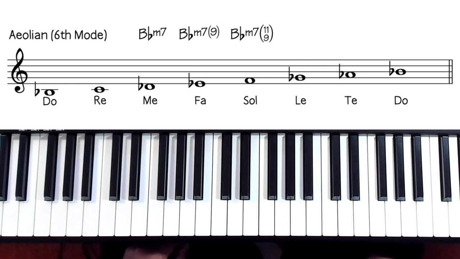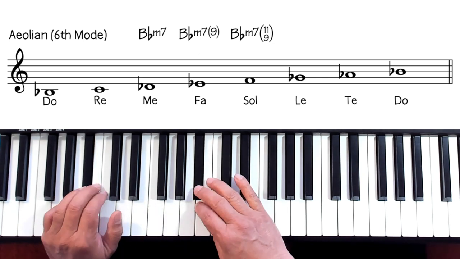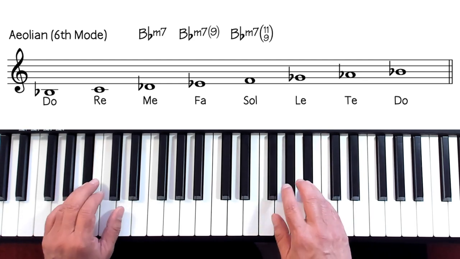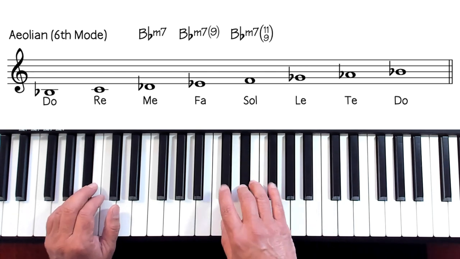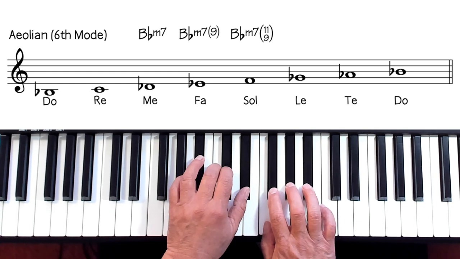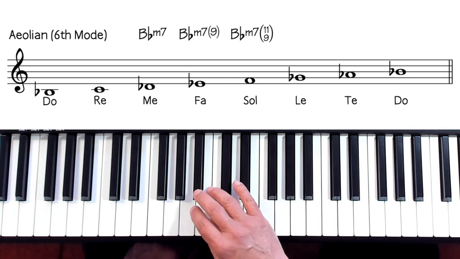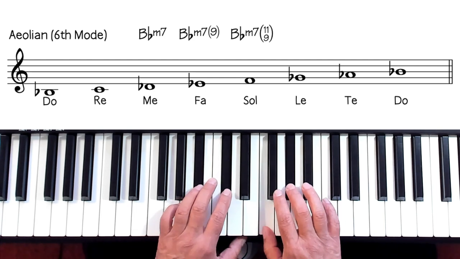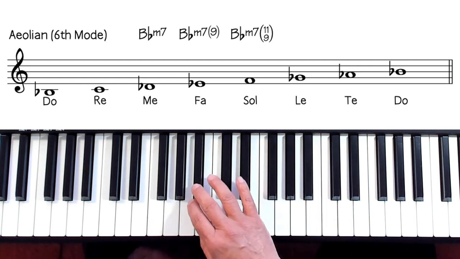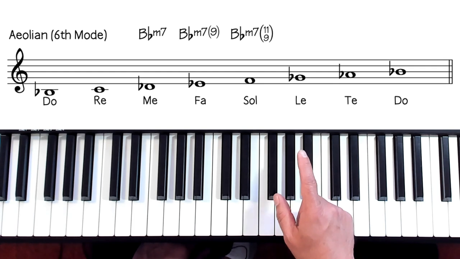Okay, so now we're moving on to our Aeolian mode, the 6th mode of a major scale. And we're gonna sing and play. Descending: Do, te, le, sol, fa, mi, re, do. Now we're going to build our scale. Lower four notes, upper four notes. And chord pairing. I can connect the Aeolian mode with a minor 7, minor 7, 9, minor 7, 9, 11. And here our color note will be Le, flat 6.